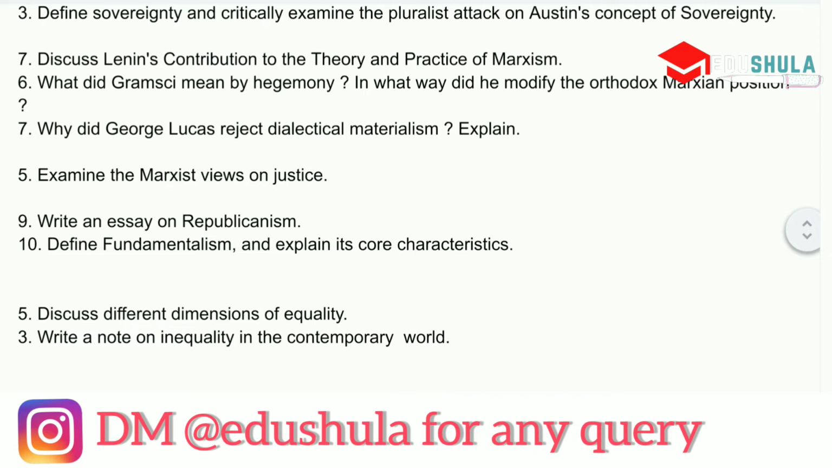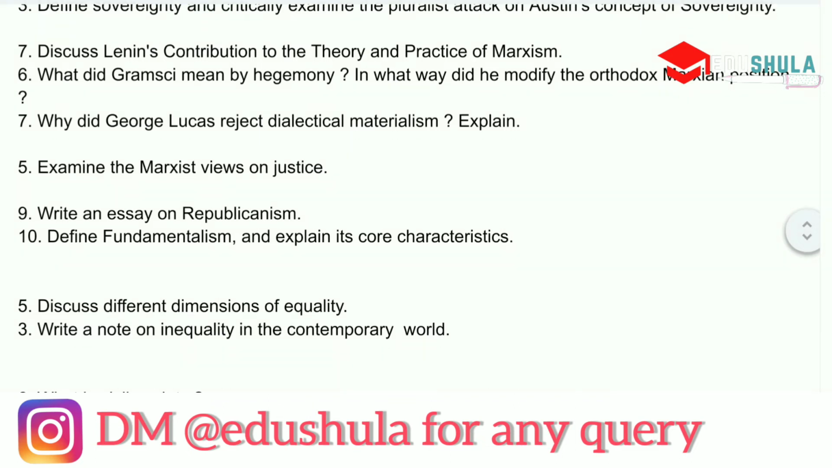Why did George Lukács reject dialectical materialism? Explain. Examine the Marxist views on justice. Write an essay on republicanism. Define fundamentalism and explain its core characteristics. Discuss different dimensions of equality.